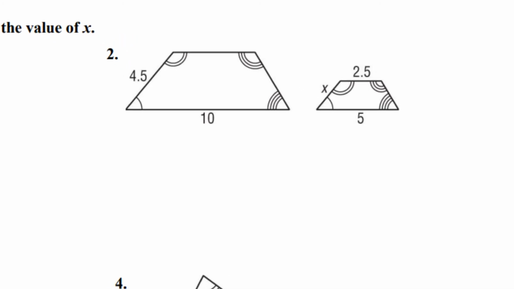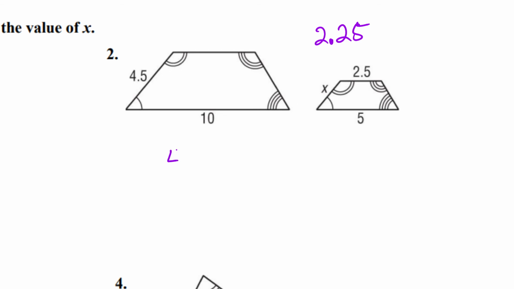Okay, next one on this number 2. Now, before we even work it out, I just want you to think about this. Going from 10 to 5. What happens going from 10 to 5? It gets cut in half, right? So I know to find this x, it's just going to be this number cut in half. What's 4.5 cut in half? It's 2.25, okay? So I'm already saying I know the answer is going to be 2.25. But let's go ahead and work it out and just see that.